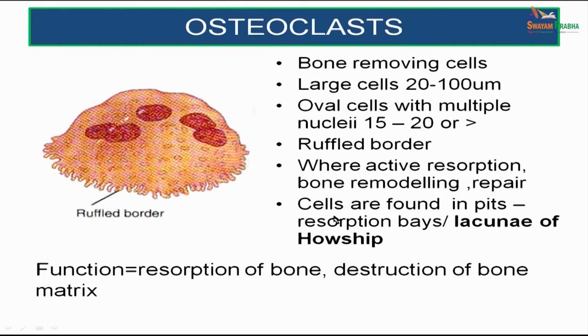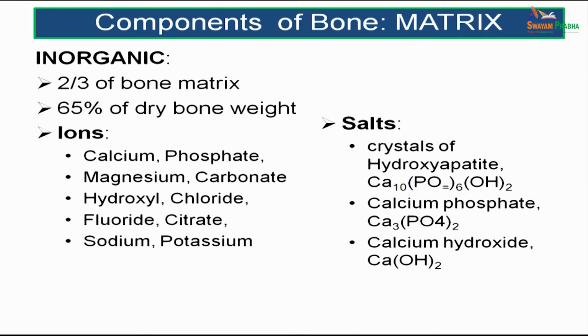These cells are found in pits called resorption bays, and the name is lacuna of Howship. What is their function? Their function is resorption of bone or destruction of the bone matrix. So, these are osteoclasts. Now we come to the inorganic part.